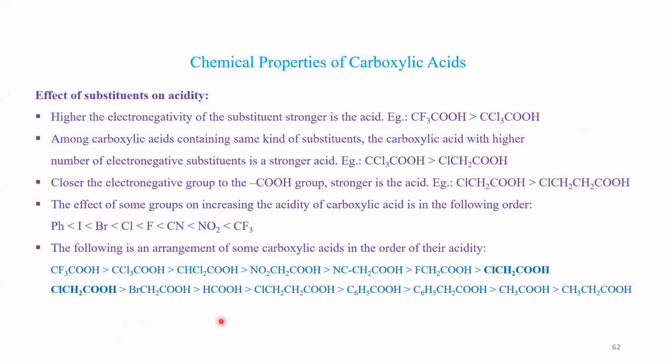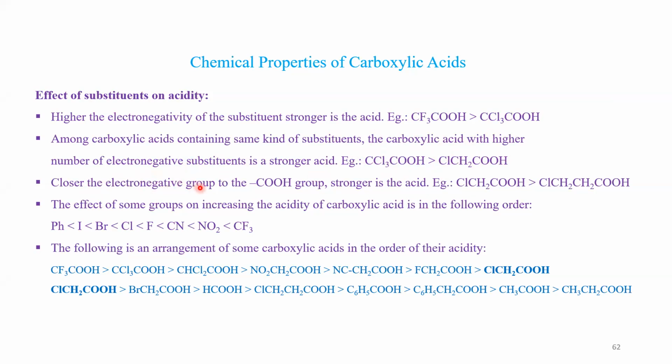Okay. So next, the higher the electronegativity of the substituent, the stronger will be the acid. So CF3COOH is a stronger acid than CCl3COOH because fluorine is more electronegative than chlorine. Among carboxylic acids containing the same kind of substituent, the carboxylic acid with a higher number of electronegative substituents is a stronger acid. So CCl3COOH is a stronger acid than ClCH2COOH. CCl3 has 3 chlorine atoms, whereas this has only 1. So the greater the number of electronegative substituents, the stronger is the acid.